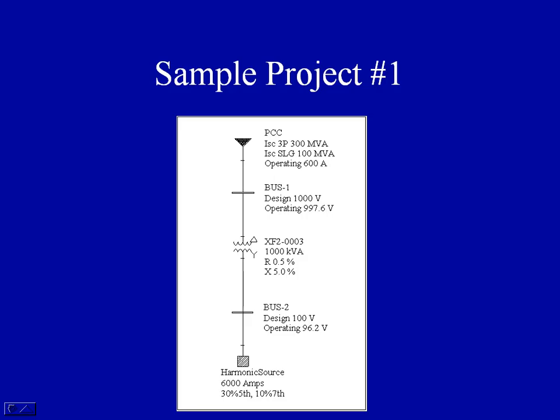To better understand a computer model for harmonic analysis, performing a simplified manual calculation is helpful. For this example, we are given a 6,000 amp harmonic source with a 30% fifth and 10% seventh harmonics, a single 1000 kVA transformer with 1000 volts on the primary and 100 volts on the secondary, and a 300 MVA fault current source from the utility.